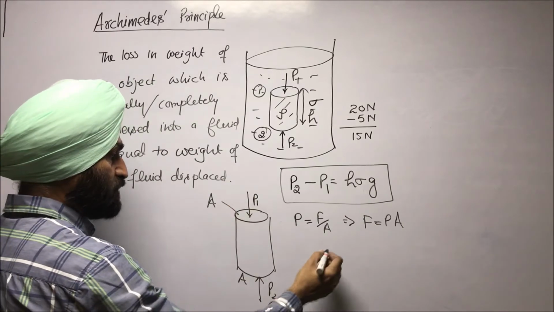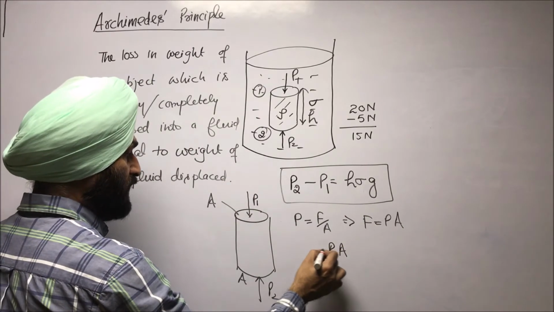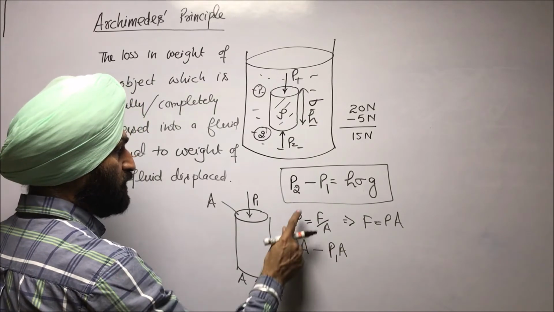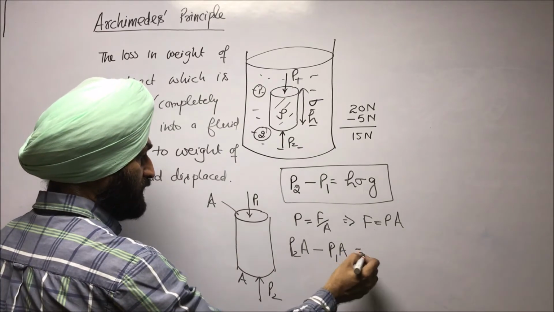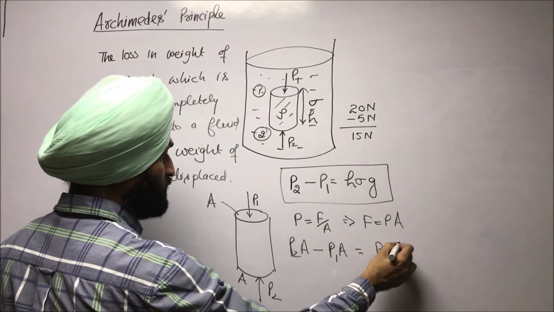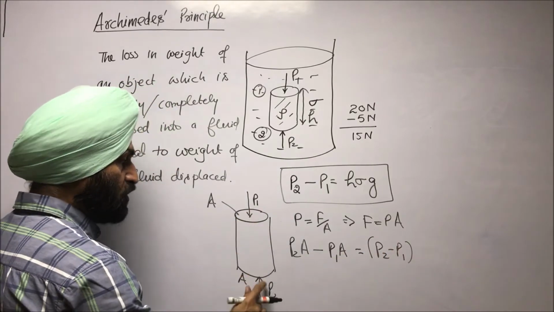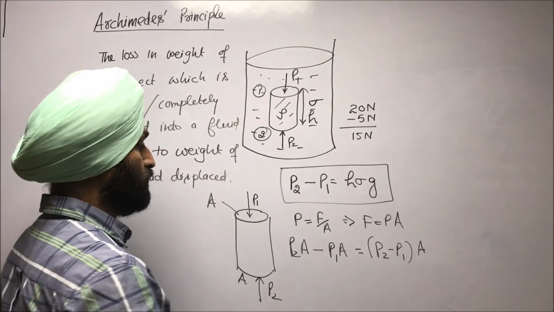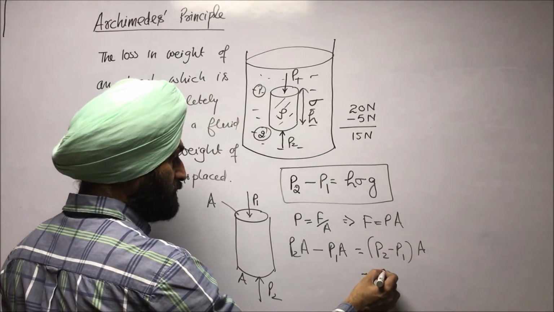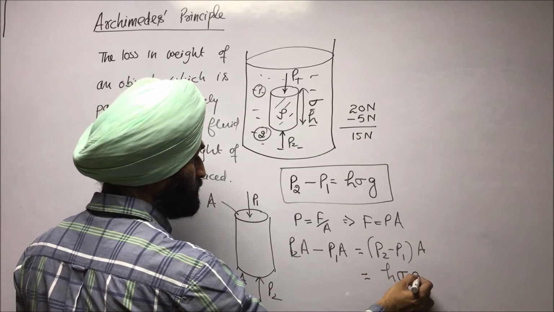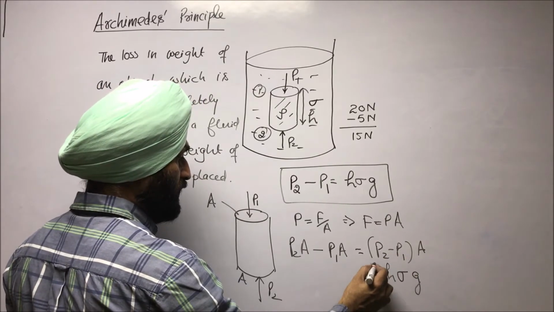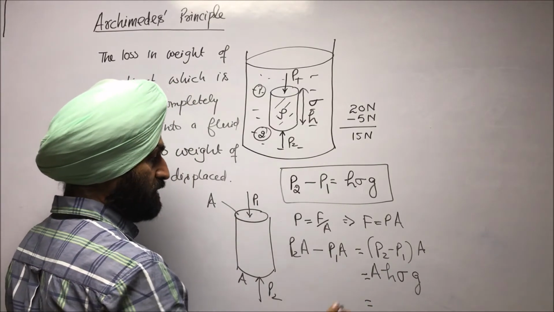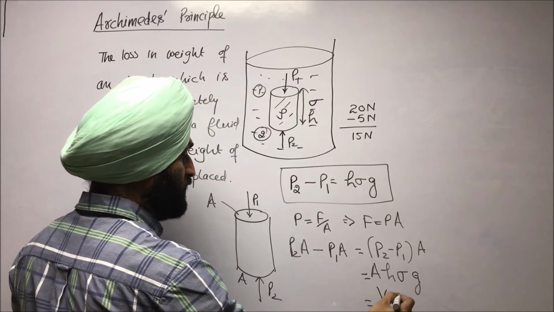So downward force experienced is P1 into A, whereas upward force experienced is P2 into A, but P2 is greater than P1. That is, the force experienced due to this difference of pressure is (P2 minus P1) into A. But P2 minus P1 is H sigma G, into A. But area of base into height of cylinder is equal to volume of cylinder.